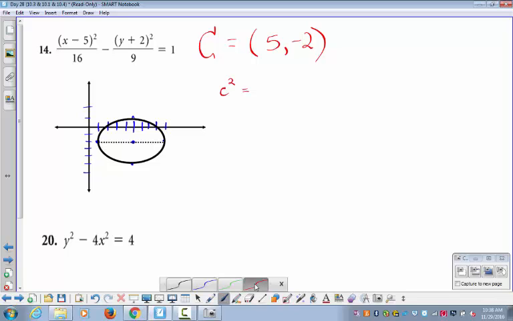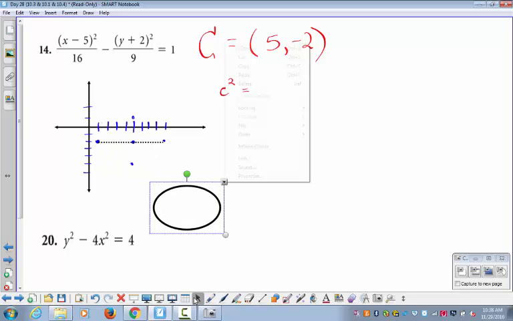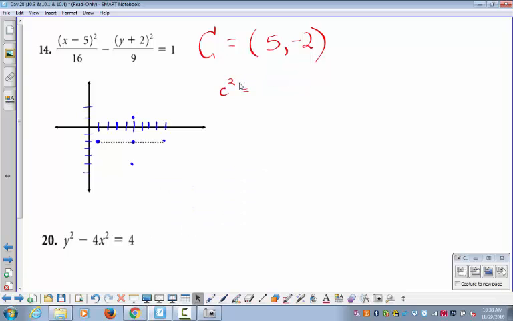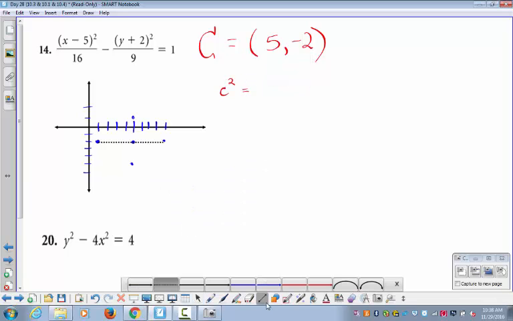Oh, what the heck did I just do? I drew an ellipse. Is that the equation of an ellipse? No. If this was a plus, then that would be a graph. But it's a minus. So it's not an ellipse. What is it? Yeah, hyperbola. So instead of drawing the ellipse, what do we draw instead?